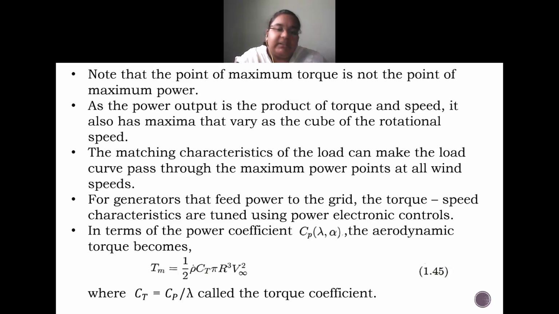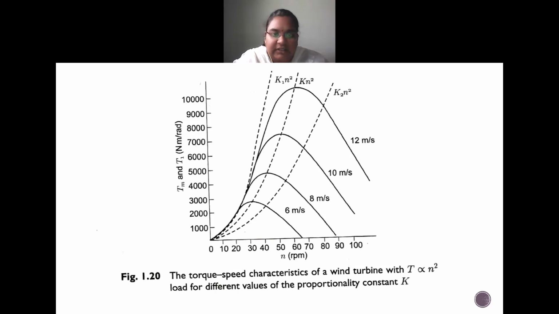Now, the matching characteristics of the load can make the load curve pass through the maximum power points at all wind speeds. So we need to make sure that the load characteristics are such that the load curve passes through the maximum power points at all wind speeds. If you look at this diagram, this is the torque speed characteristics. We know that the torque is proportional to the square of the speed. All these things we know.